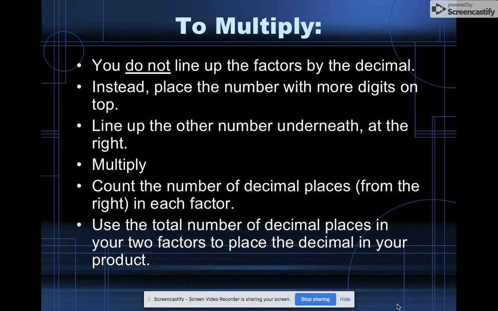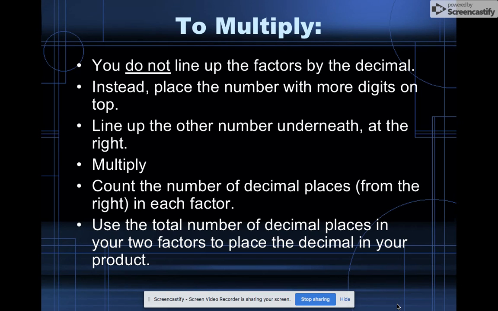And what I mean by that is not the number that is the biggest number. I know you're probably thinking, well, typically the number with more digits is the bigger number, but not when working with decimals. You could have a number that is in the ones place be 0 and have digits going all the way to the 10,000s place. And that is a very small number. That number is still less than 1. But because it has so many digits, it will probably be the number that goes on top. And then after that, you just line up the other number underneath at the right.